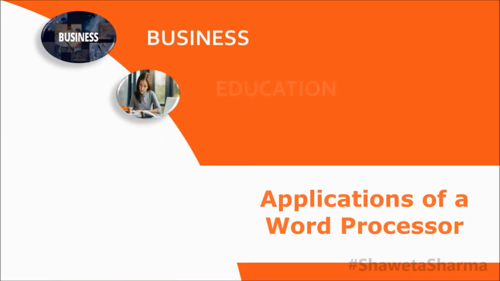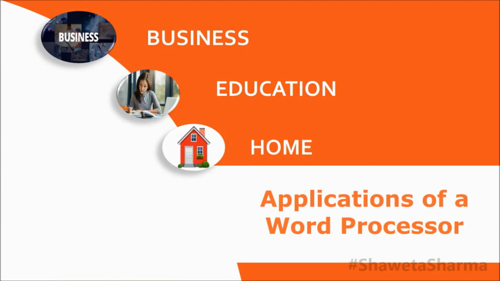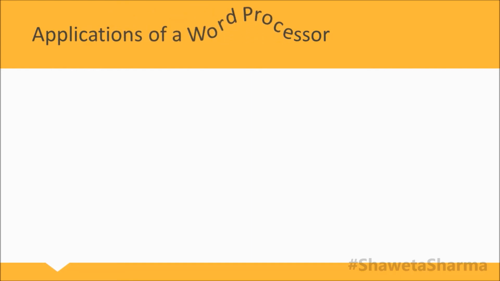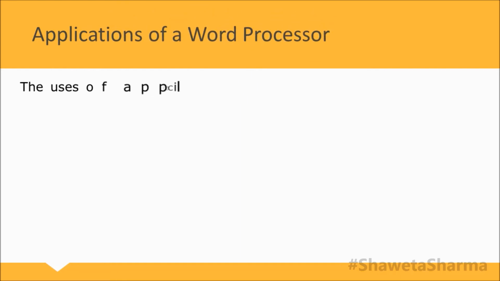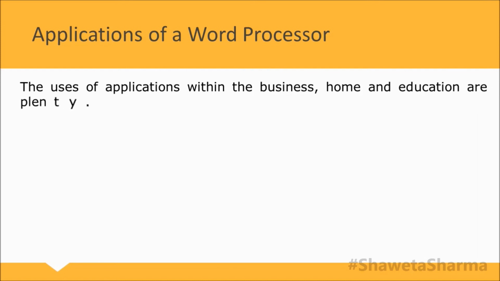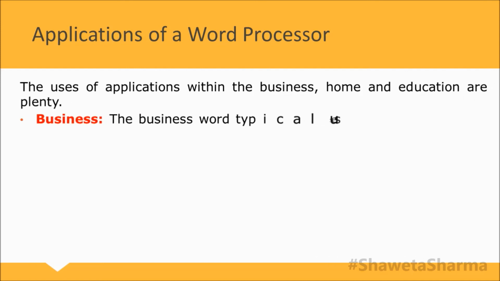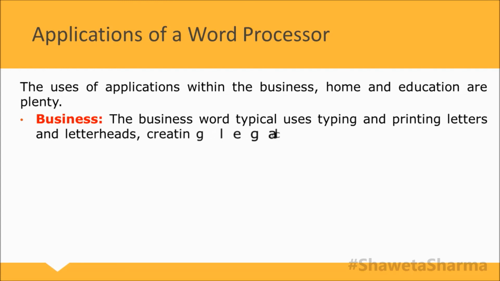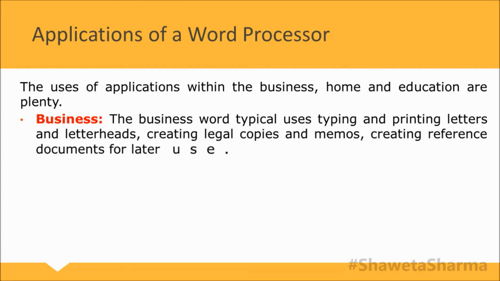So let's start with applications of a word processor. There are three kinds of applications: business, education and home. Let's discuss applications of a word processor. First one is business. The uses of the application within business, home and education are plenty. The business world typically uses it for typing and printing letters and letterheads, creating legal copies and memos, and creating reference documents for later use.